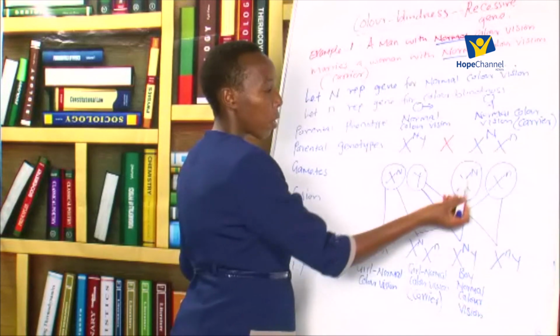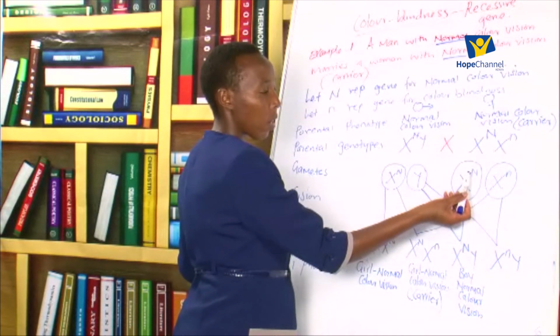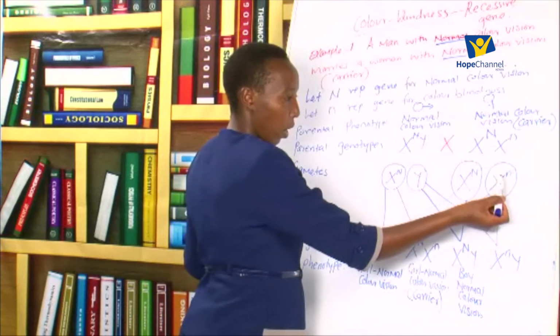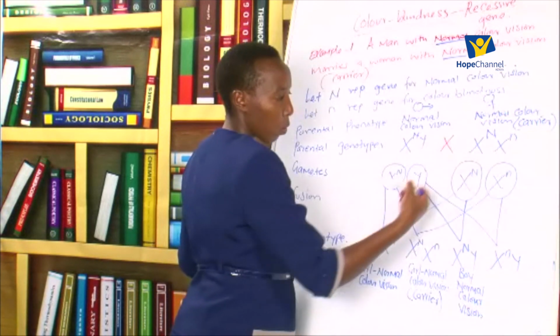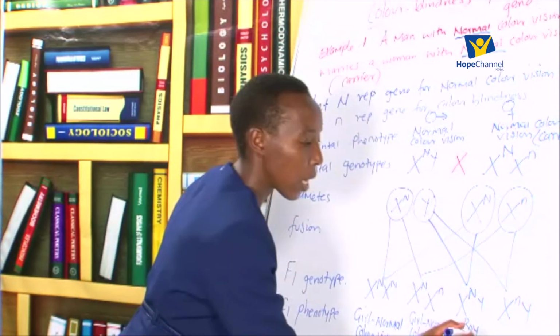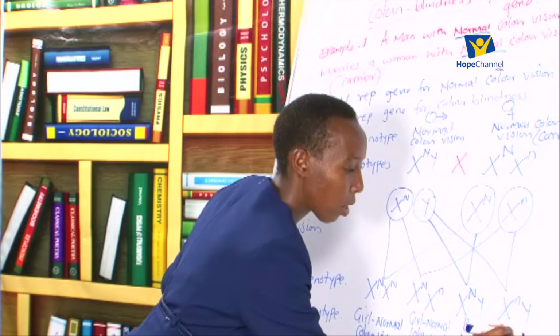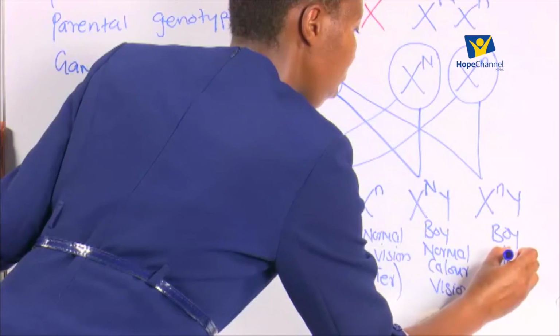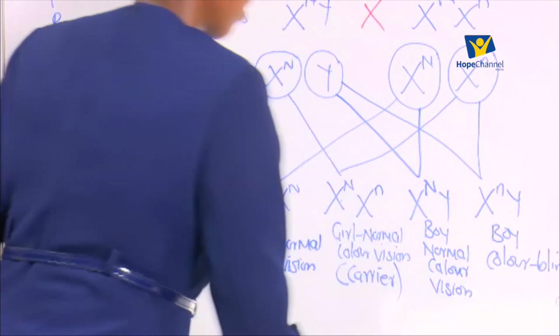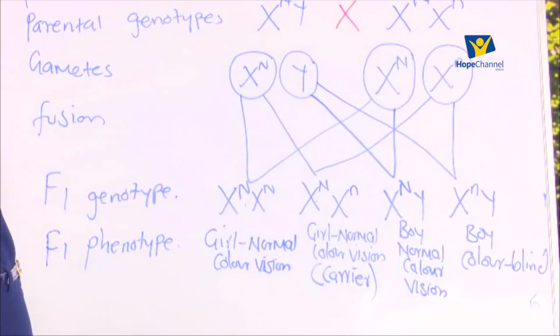So the boy can pick the one which has the gene for normal color vision, or the boy can pick the chromosome that is carrying the gene for color blindness. So we say this is a boy, yes, who is colorblind. That is a boy who is colorblind.